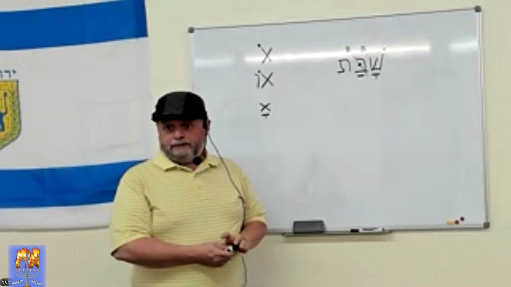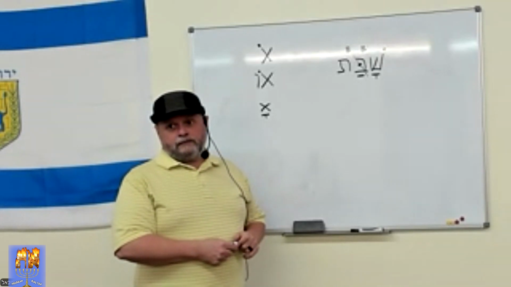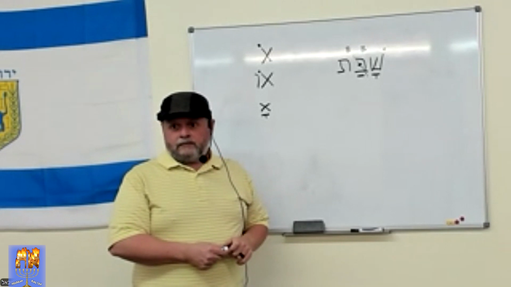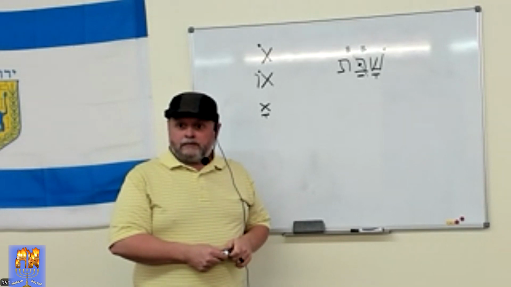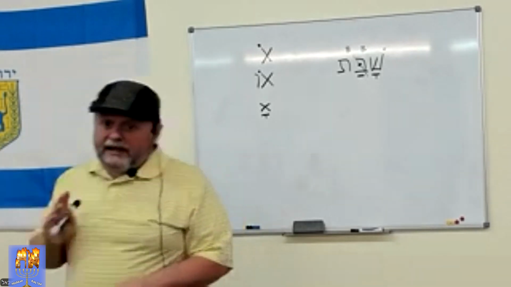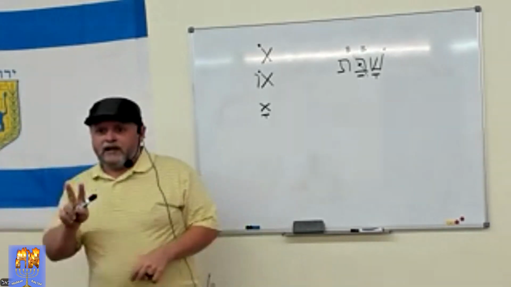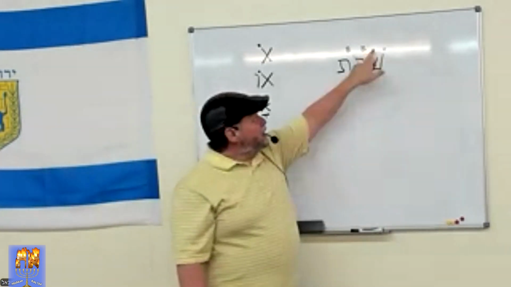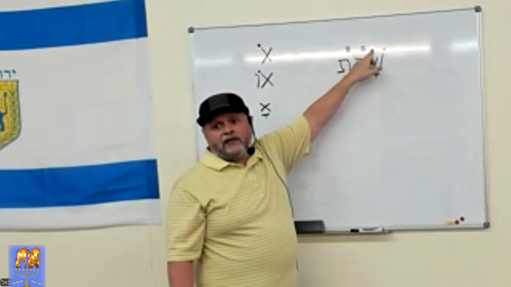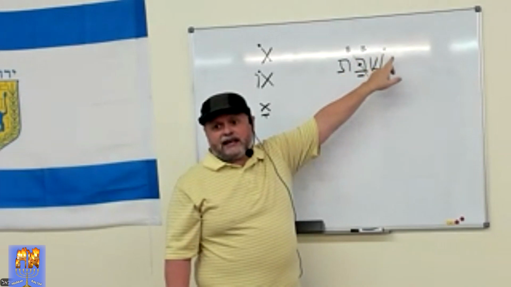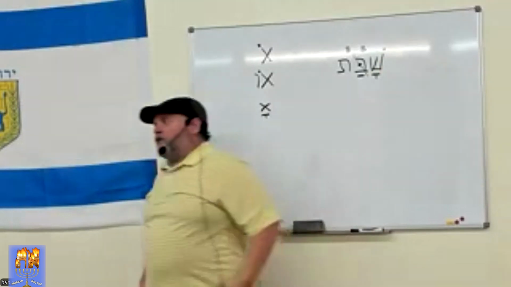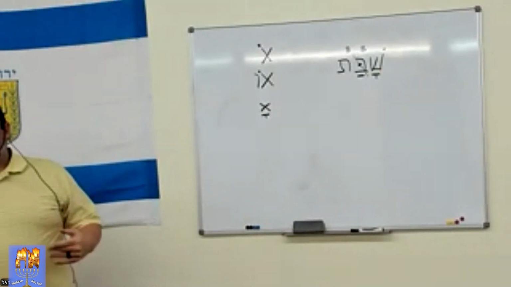Do you have a question? Yes, please. Why does the shin have a dot above it? Okay, so shin is a letter that can have 2 different sounds. Depending on which side the dot is over, if it's over the left-hand side, it sounds like S. If it's over the right-hand side, it sounds like SH. So we put that mark over the right-hand side so that it sounds like SH.